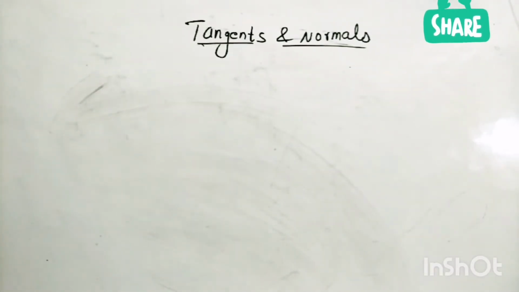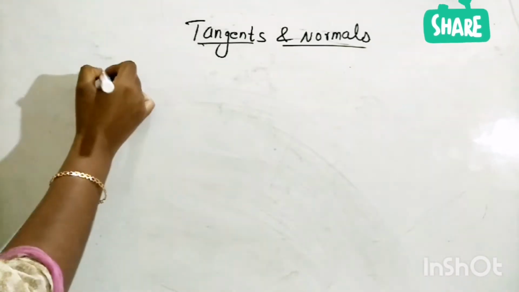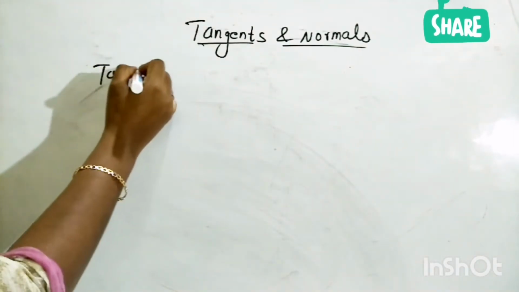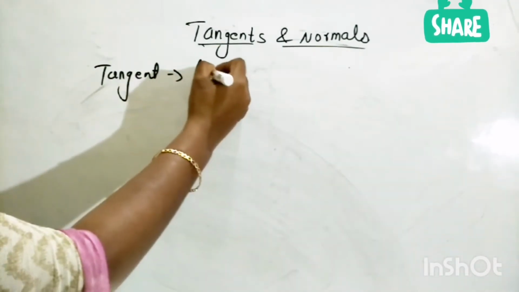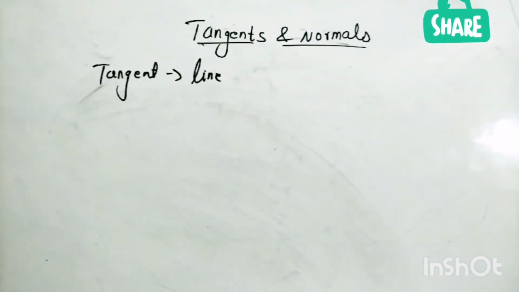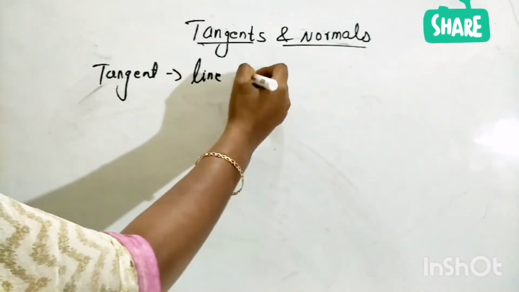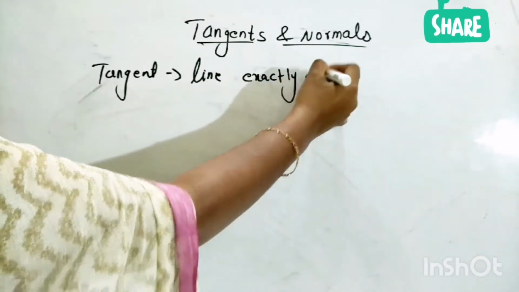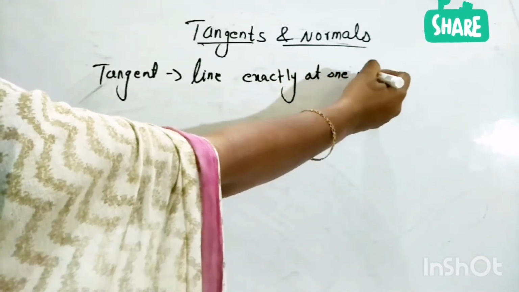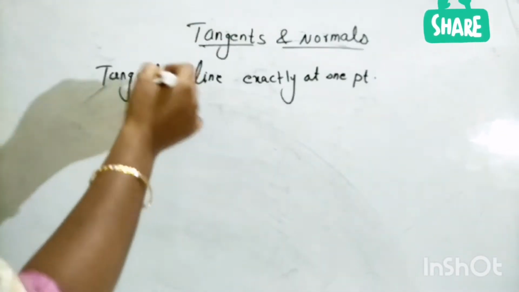Today we are going to discuss tangents and normals. What is a tangent? A tangent is a line which touches a curve exactly at one point. Exactly at one point.